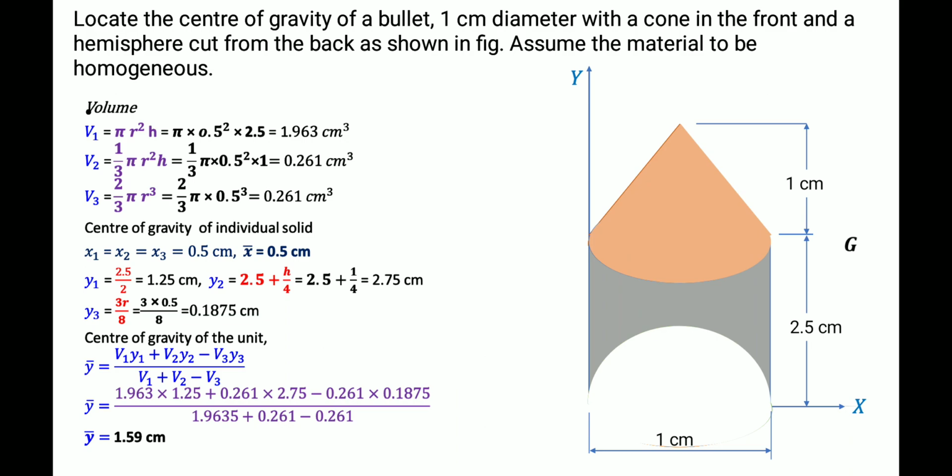So let us draw the 2D diagram of this image. So this is the 2D diagram. Here on the top, one cone, one cylinder, and one hemispherical shape is cut.